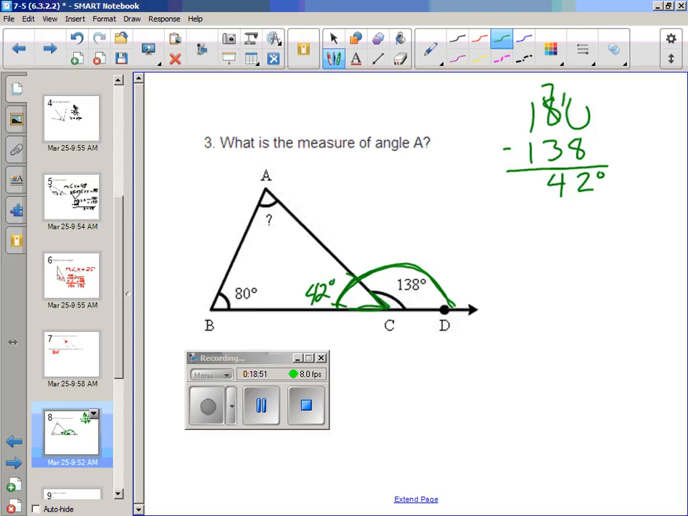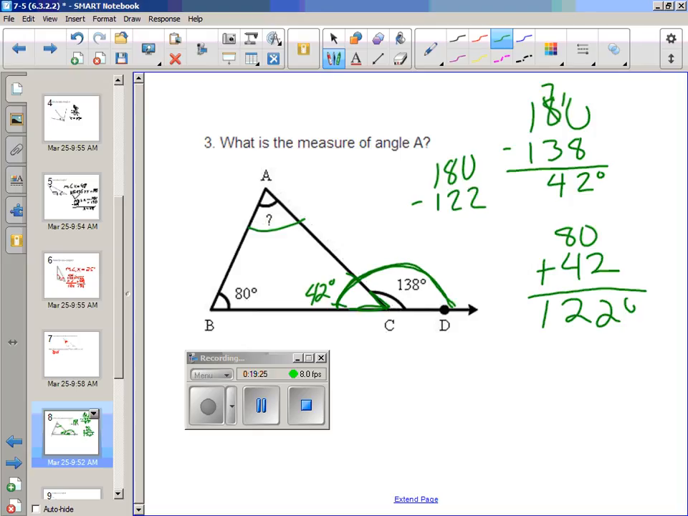Now that we have two of the three angle measures, can we determine the measure of angle A? What will we need to do to find the measure of angle A? Add 80 and 42, and we get 122 degrees. So these two together make up 122, and we subtract 122 from 180, right? And we get 58 degrees. So this one has to be 58 degrees.